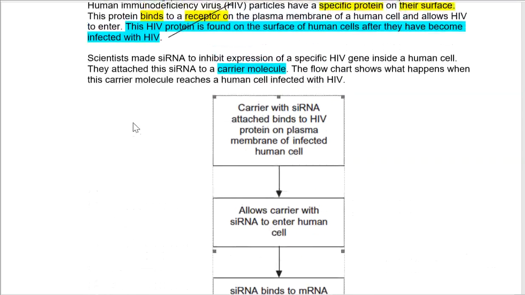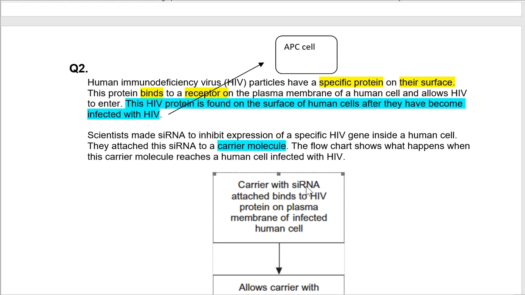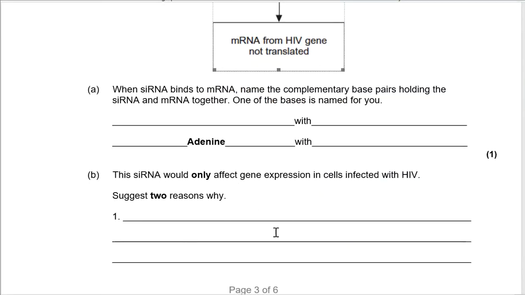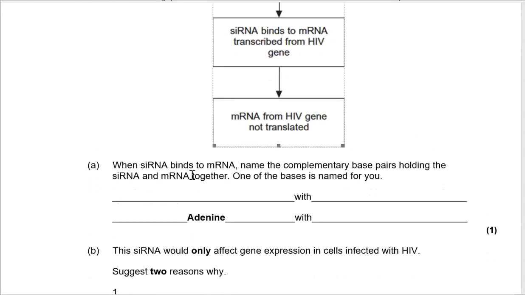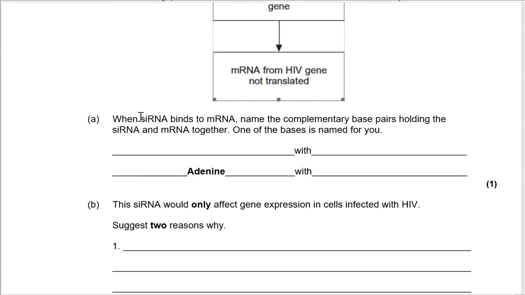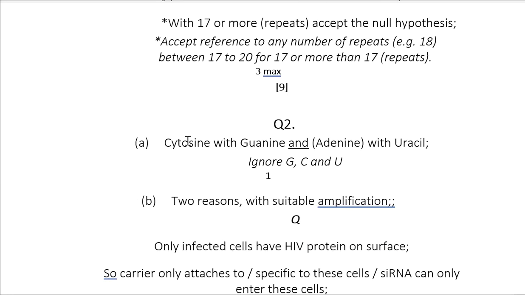Having this knowledge, going over it and understanding it really well, you should have a go at these questions, not rushing into it, so you don't misunderstand anything. When siRNA binds to the mRNA, it's complementary, single strand there, RNA, there's no DNA here. Name the complementary base pairing that holds the siRNA and the mRNA. So you are doing complementary base pairing for RNA. Have a go, what do you think? The answer is cytosine with guanine and adenine with uracil.